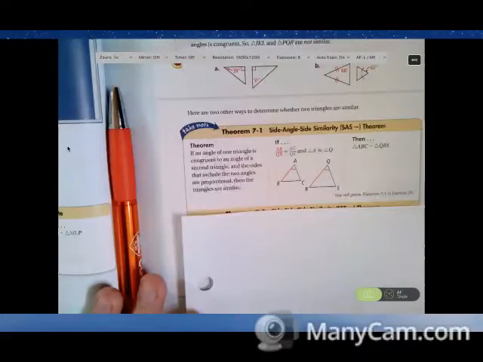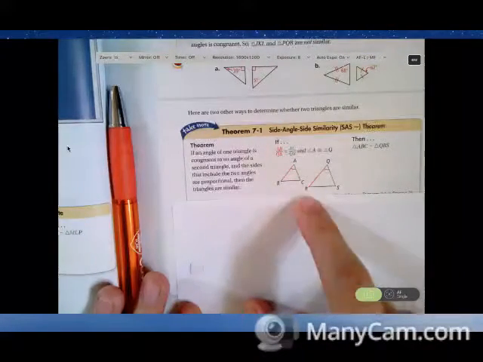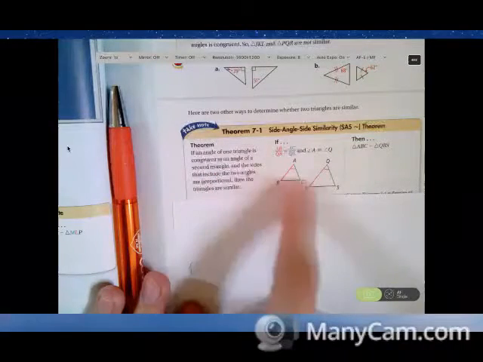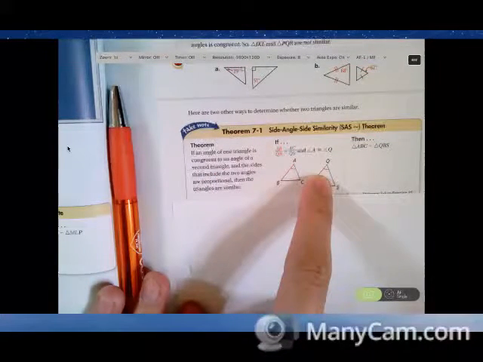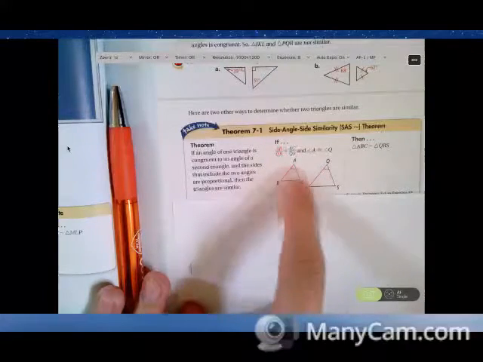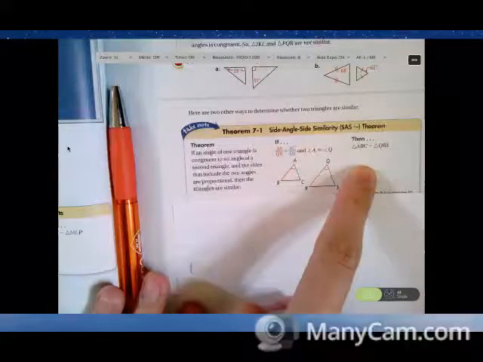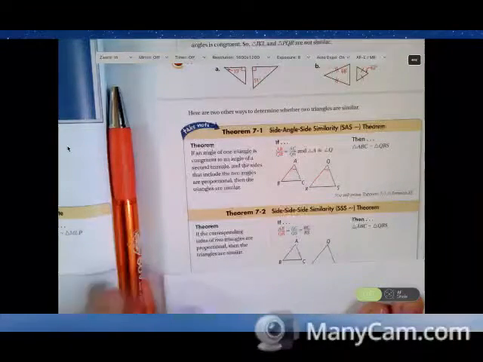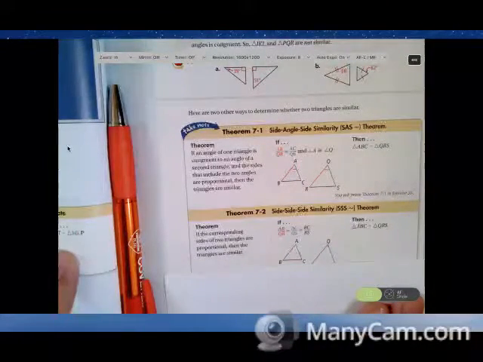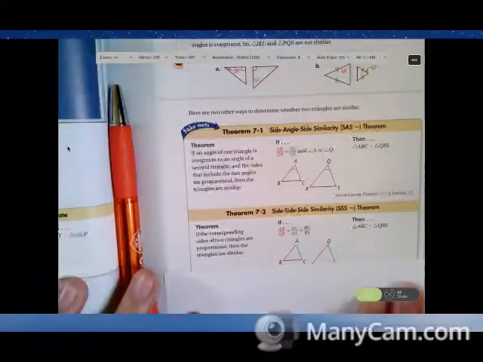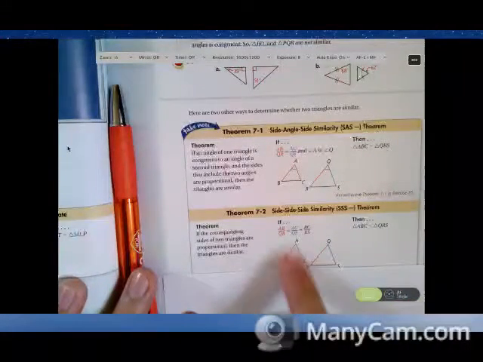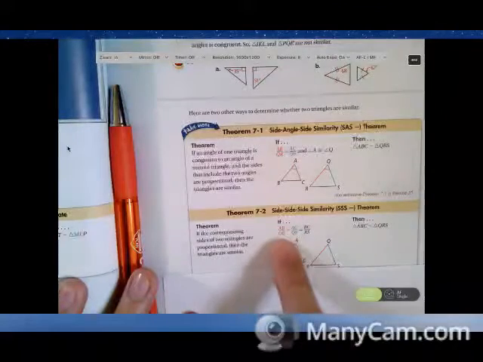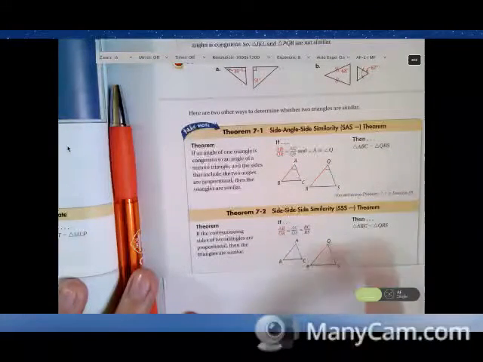And then SAS is if an angle of one triangle is congruent to an angle of a second triangle, and the sides that include that angle are proportional, then those two triangles are going to be similar. Oh, for the AA postulate, they're similar, not congruent. I might have said congruent. If these sides are proportional to all the other sides, then by the SSS similarity theorem, these two triangles are going to be similar.